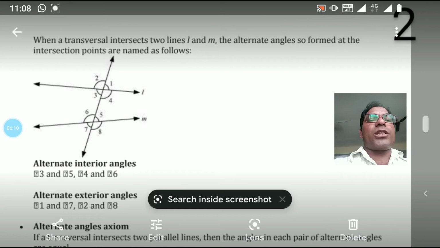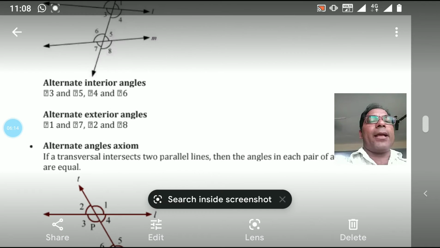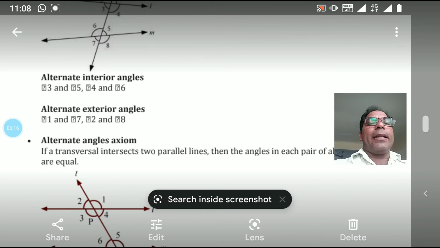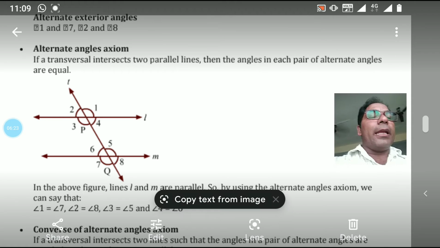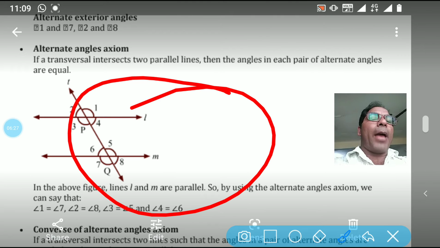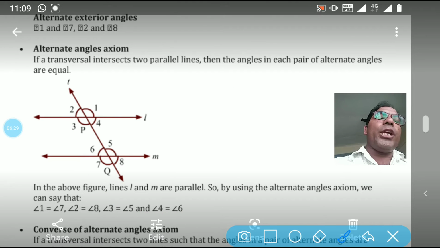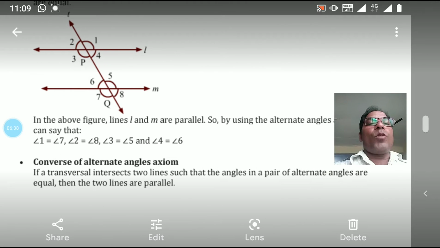Now next you can see in the diagram. It is given alternate angles, exterior angles and interior angles both are there. The axiom that I explained right now is for the parallel situation. Alternate angles will be equal, maybe interior or exterior, but they will be equal in the parallel condition. Then the lines are parallel. So you have to learn the converse of the alternate angles axiom.